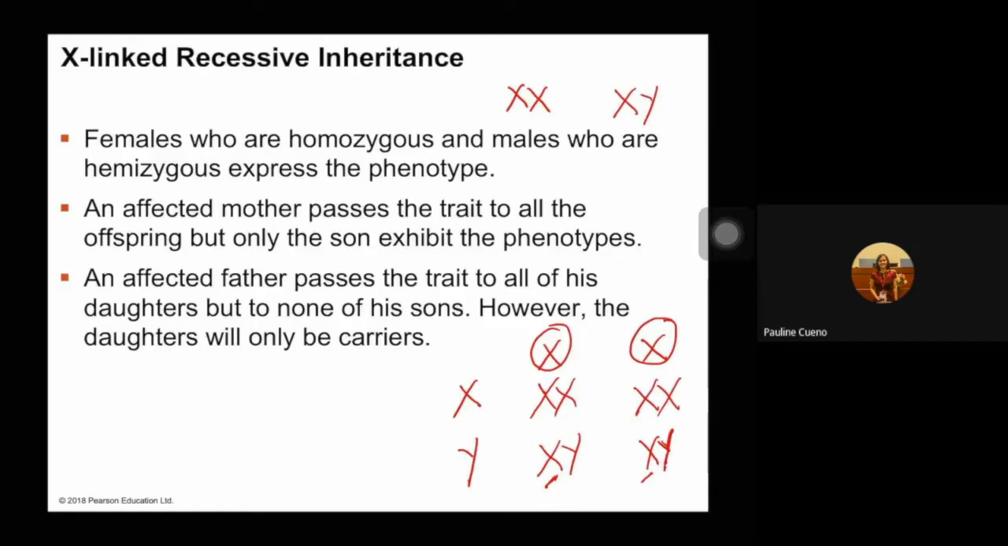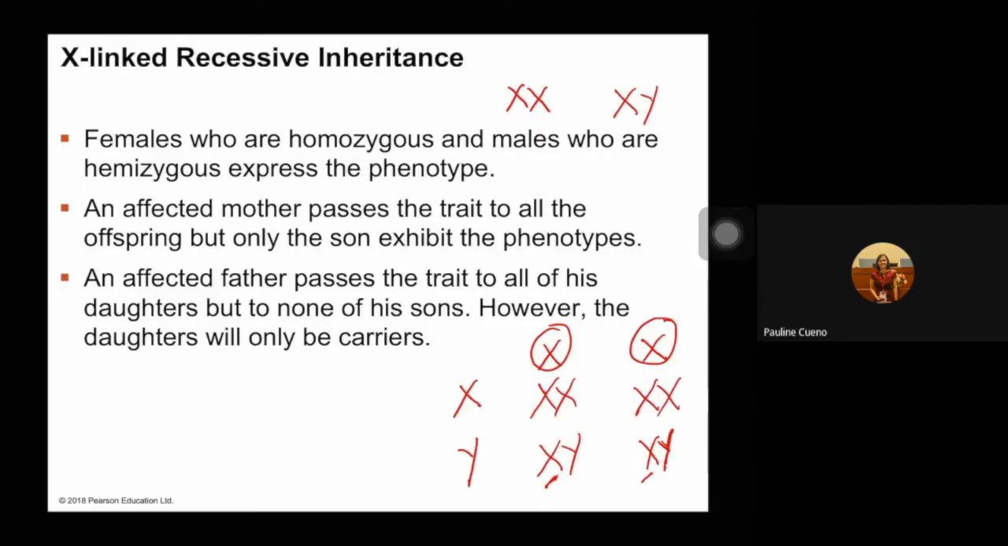Okay? And then, an affected father passes the trait to all of his daughters but to none of his sons. Bakit wala sa sons? Kasi ang binibigay po ng father sa kanilang son ay Y chromosome. Okay? Yung X chromosome, ibibigay lang niya sa daughters niya. That's why, if the father is affected, he will pass the trait dun sa daughters, but keep in mind that these daughters can only be carriers. Why? Because the mother can have the dominant allele.